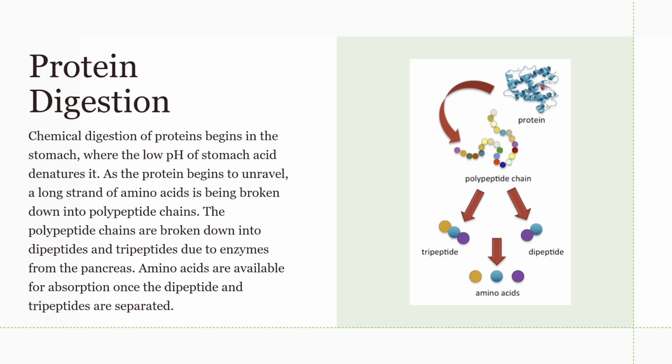Protein digestion and absorption require complex chemical reactions. Protein digestion begins in the stomach because of the low pH of stomach acid, which denatures it. This means the protein will begin to unravel. In the image to the right, you can see the blue coiled protein unwinds into a strand of amino acids. When the long strands of amino acids are broken into smaller segments, they are called polypeptide chains. In the intestines, dipeptides and tripeptides are formed as the enzymes from the pancreas and intestinal lining break down the polypeptide bonds. Finally, dipeptides and tripeptides are separated and result in individual amino acids that are now available for absorption.